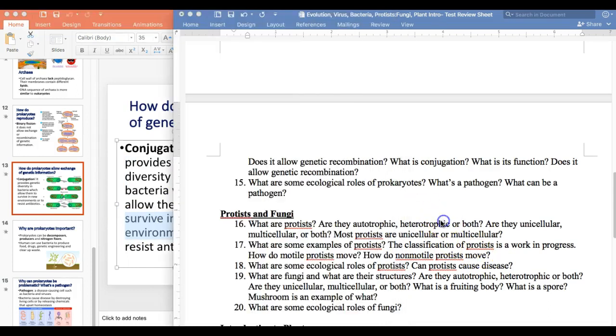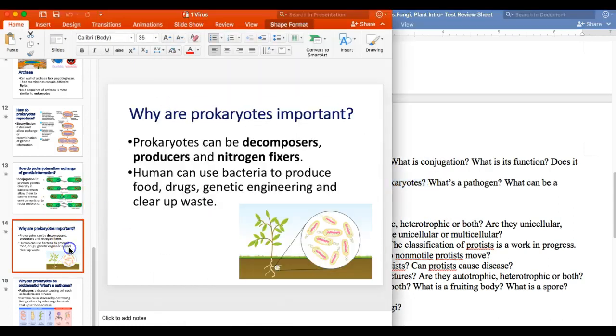So conjugation provides genetic diversity in bacteria, which allows them to survive in new environments or to resist antibiotics, like we said before. The last one is, what are some ecological roles of prokaryotes? They can definitely be decomposers. Remember, a decomposer is something that can break down dead things and recycle the nutrients. Producers: bacteria can actually do photosynthesis, some of them can. Last one is nitrogen fixers, turning the nitrogen gas in the air into a different form of nitrogen so that it can be used within the bodies of plants and animals. So bacteria can do that.